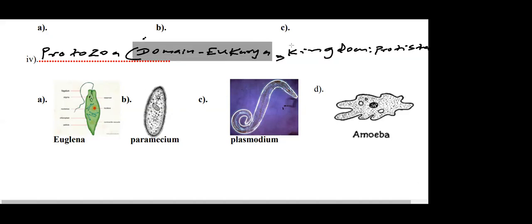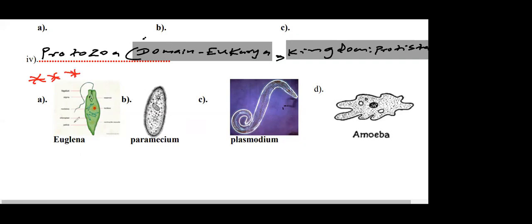Domain Eukarya and kingdom Protista. Now there are 4 organisms. All 4 you have to remember. Put 3 stars. All the names you have to remember. You can get them in the exam.